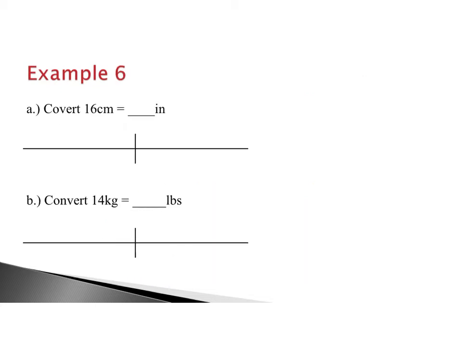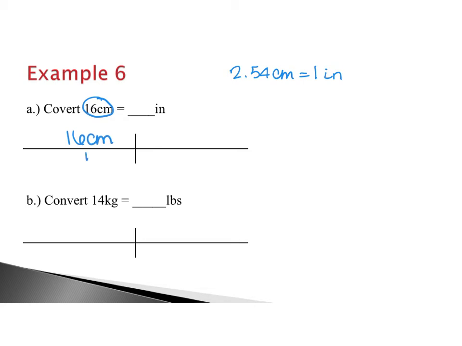For example 6, we're going to convert 16 centimeters to inches, and I'm going to tell you that 2.54 centimeters is equal to 1 inch. Okay, so when I go to set up my conversion, I'm going to start out with what I was given. So I was given 16 centimeters. Okay, and if you want, you can put the 1 down below.